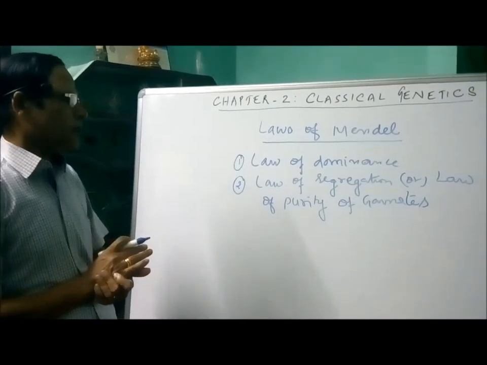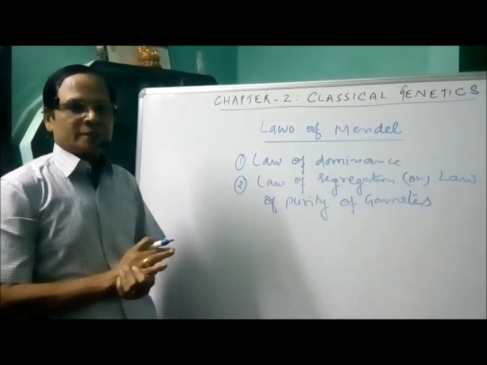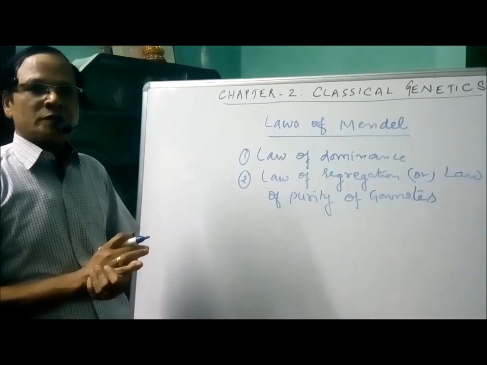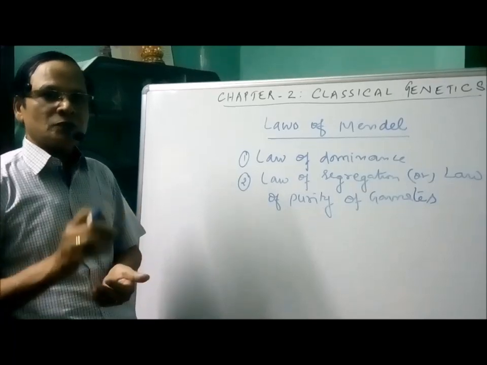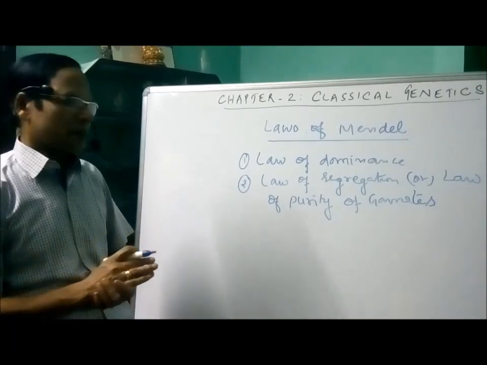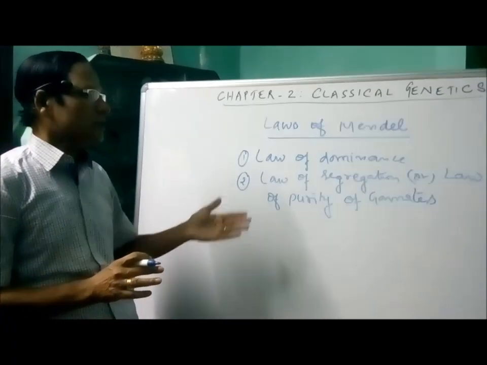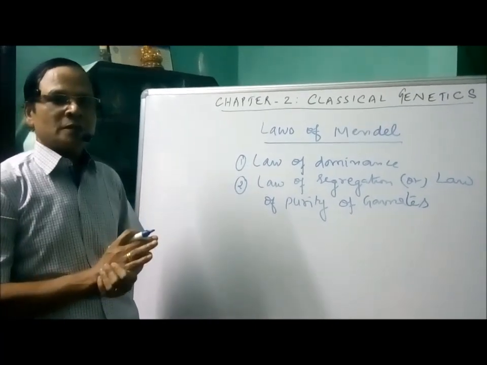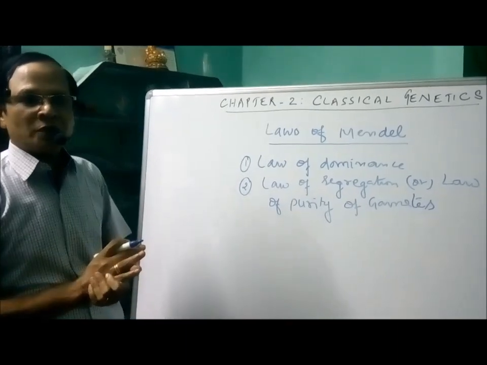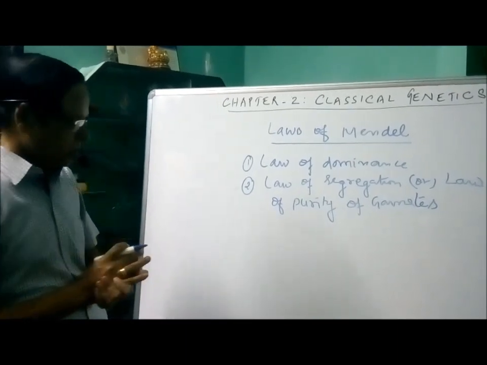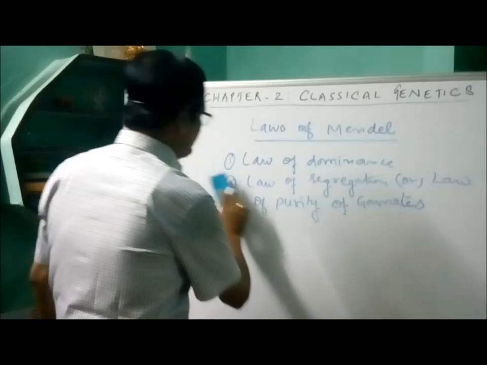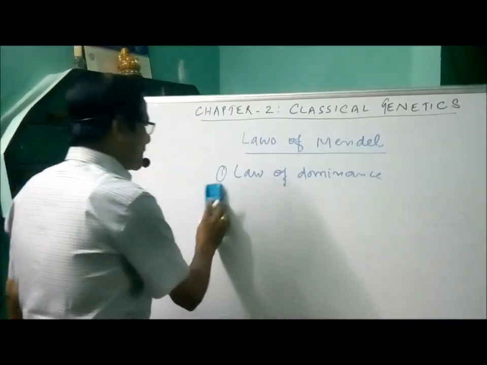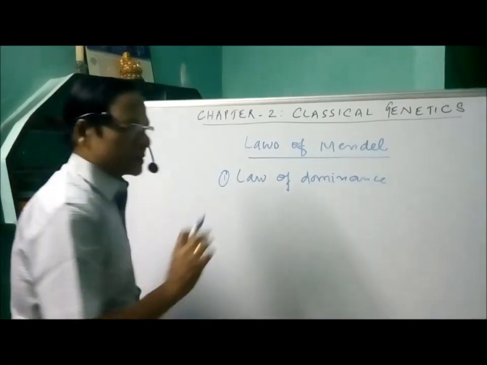You know that he studied contrasting characters. The contrasting characters are controlled by discrete units of entity, called factors. The factors always occur in pairs. Now, the law of dominance gives an explanation to the monohybrid cross. What explanation has it given to the monohybrid cross? The factors occur in pairs.